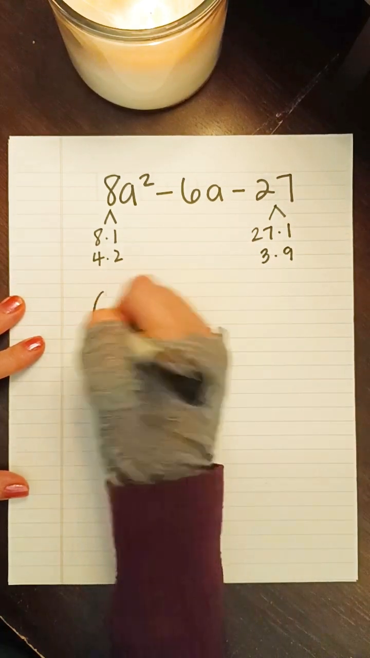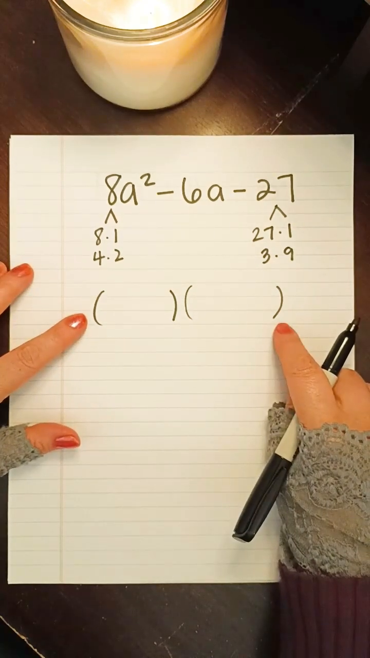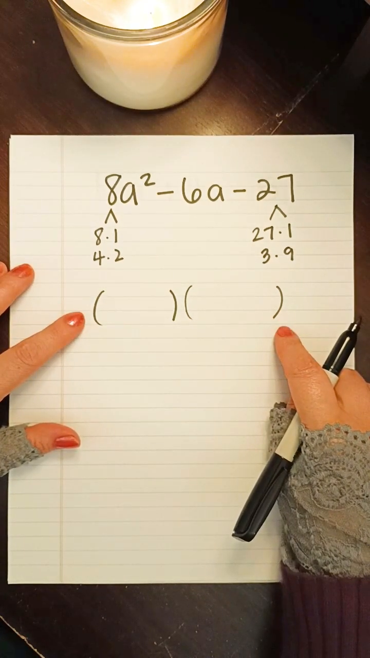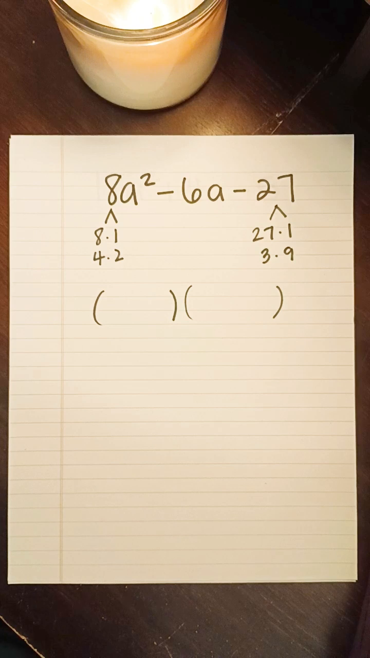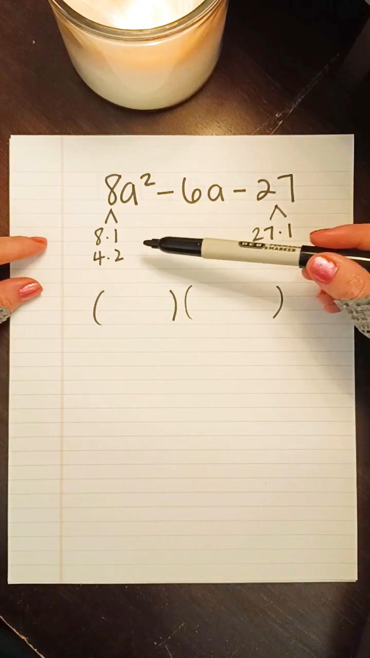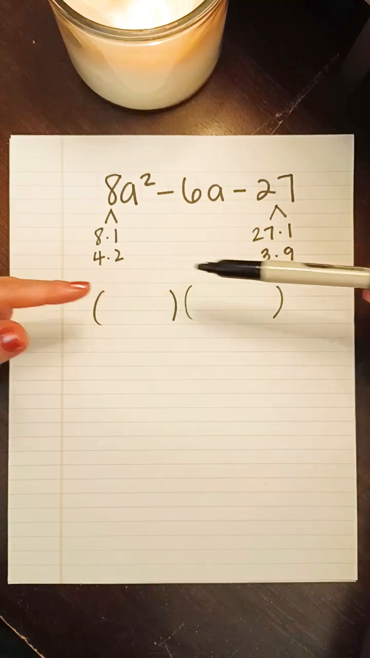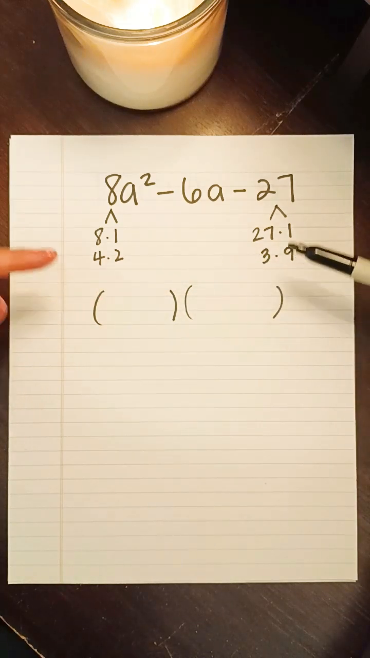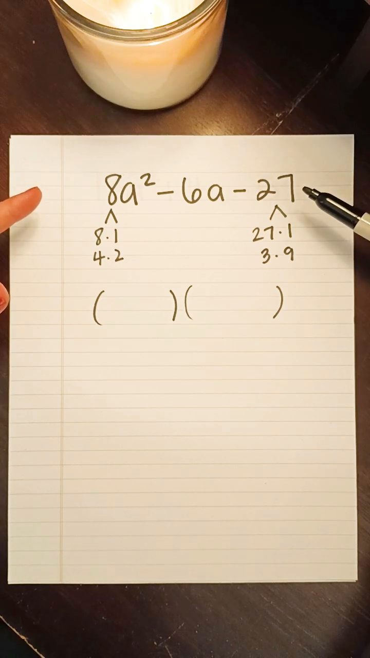So I'm going to write down 2 sets of parentheses because we're going to create 2 binomials that, when we FOIL them to check, that result will give us our original quadratic. So I need to fill these 2 sets of parentheses with a pair of numbers from this set and a pair of numbers from this set. They need to be paired up, placed in here, along with the correct signs, so that if I were to FOIL them, I would get the original quadratic.